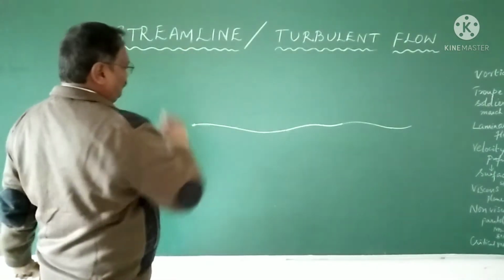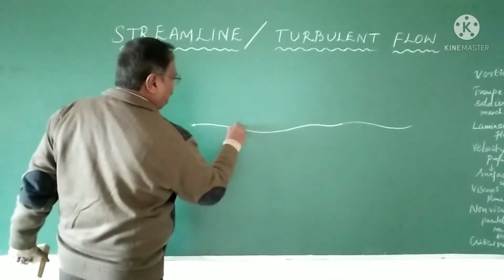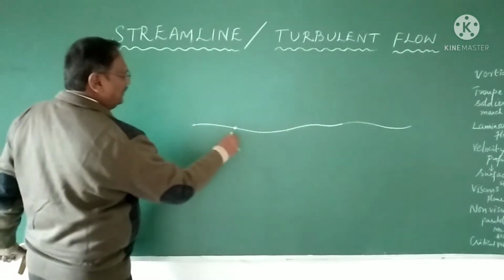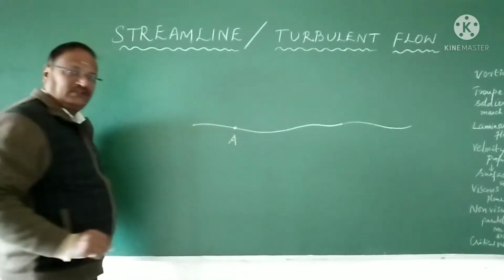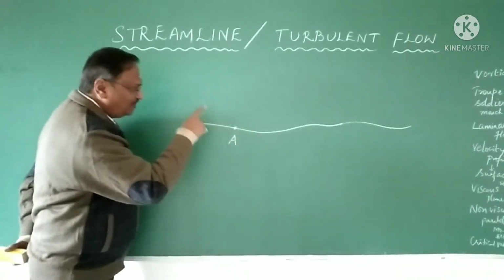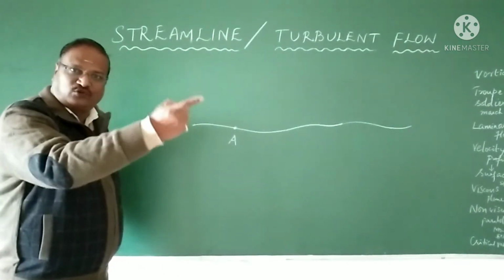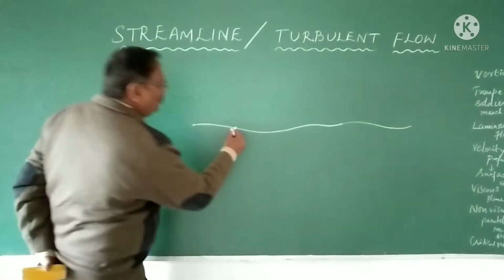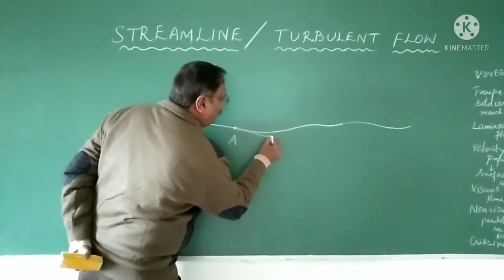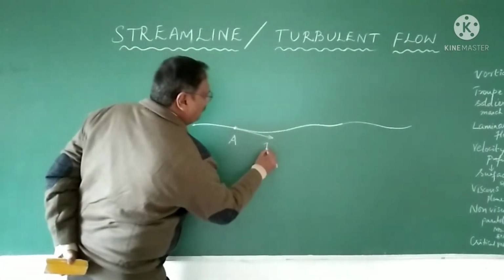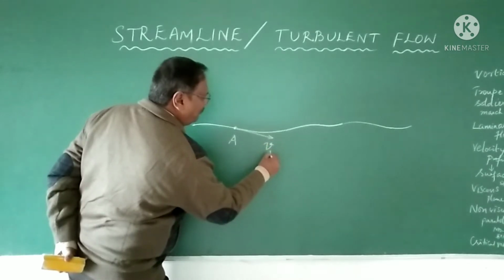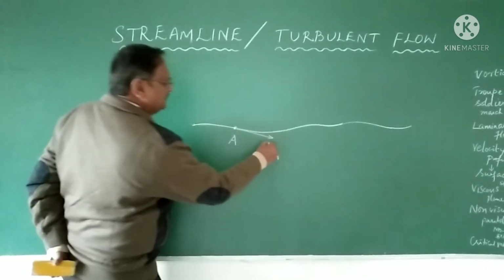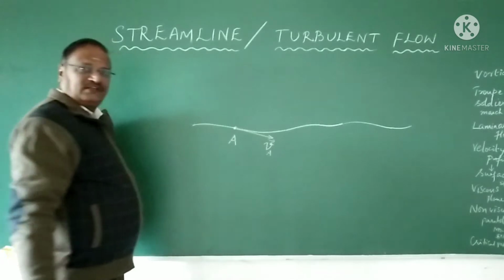See, in a streamline motion, let us take there is a point here, and let us say this point is A. Now what is the direction of the velocity of the liquid? You can draw a tangent at this point, and this is the velocity at the point A, and it is a vector quantity.